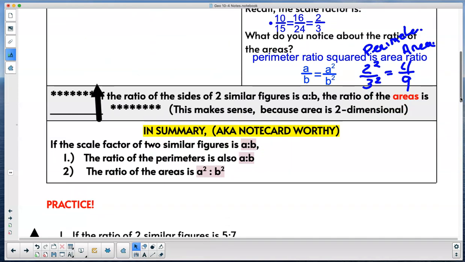Now, if the ratio of the sides of two similar figures is A to B, the ratio of the areas is A squared to B squared. Woohoo! This makes sense because area is two-dimensional. Okay, in summary, this is note card worthy, by the way. If the scale factor of two similar figures is A to B, the ratio of the perimeters is also A to B. So scale factor A to B, perimeters A to B. The ratio of the areas is A squared to B squared.